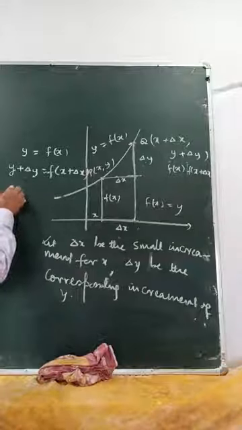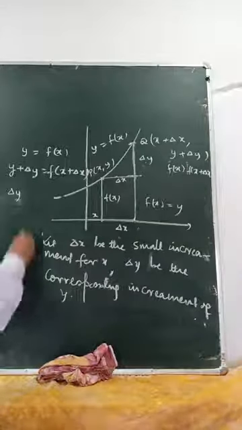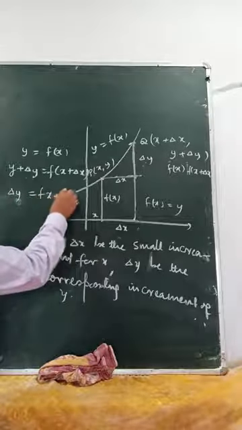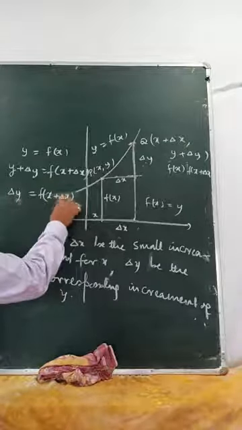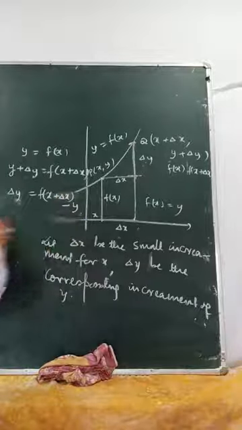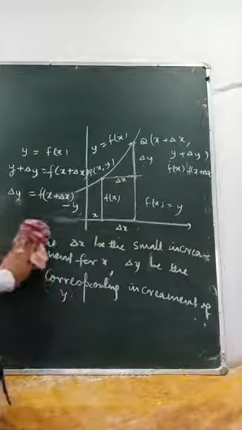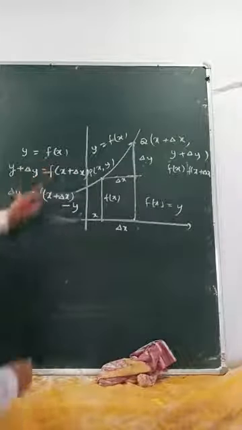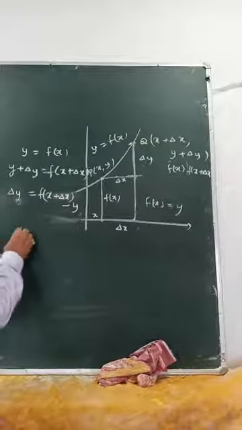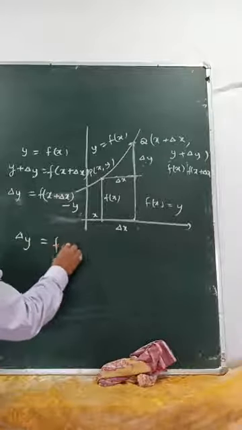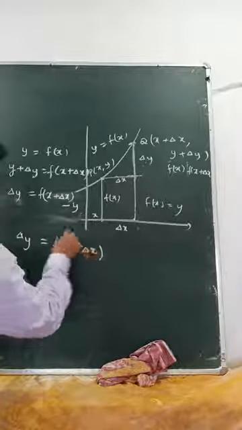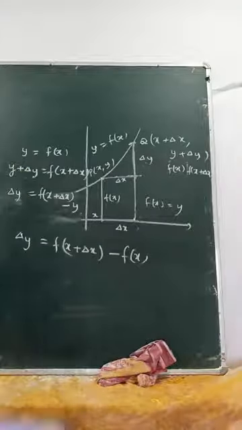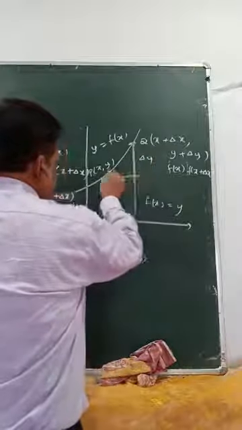So from here I can find delta y equals f of x plus delta x minus y. But what is y? y equals f(x). So delta y will be f of x plus delta x minus f(x). This part I have found out. This is your delta x.